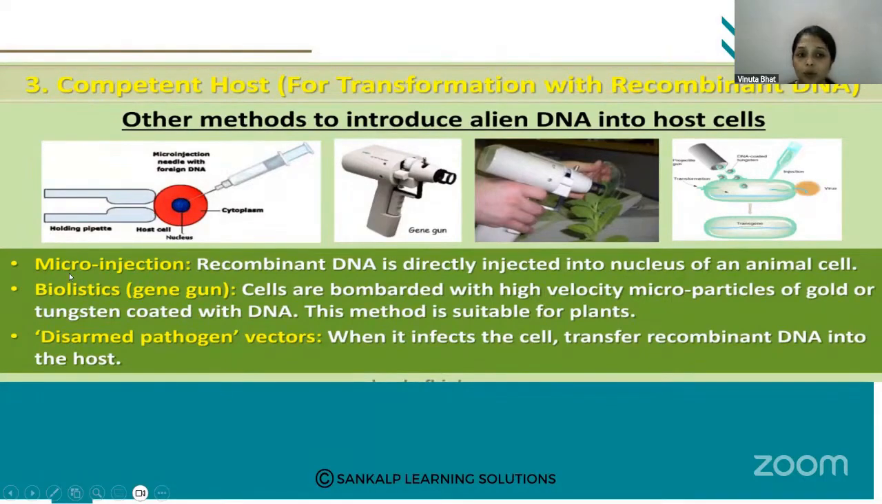That is called microinjection. And biolistics is also called the gene gun. Cells are bombarded with high velocity microparticles of gold or tungsten coated with DNA. This method is suitable for plants.